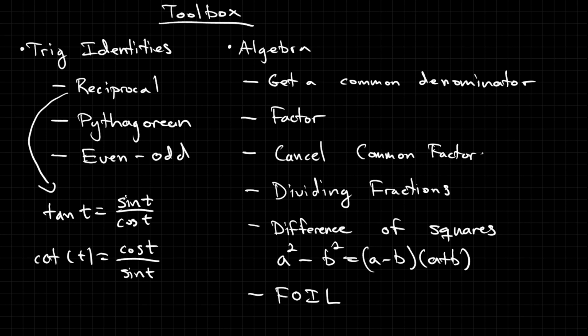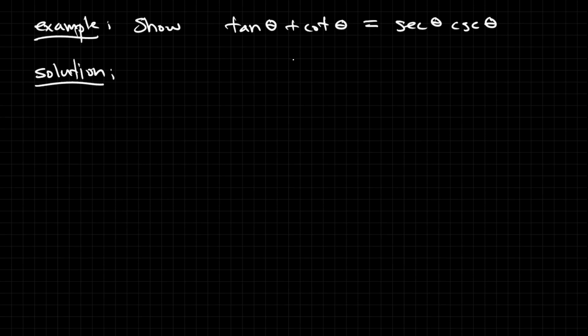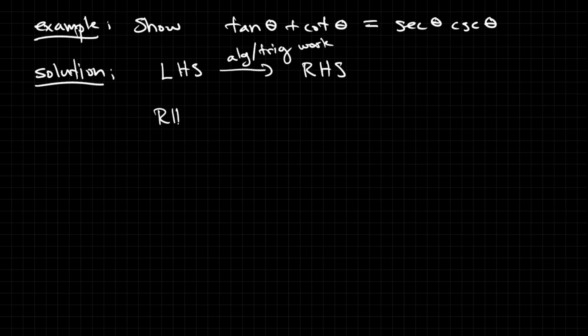Let's go back to our example here, and let's see how a problem like this might go. Now, what you're going to have to do to show that these two things are equal is start with one of the sides. Let's say we start with the left-hand side, LHS. You'll have to do some algebra and trig work, and you'll be done with this problem when you arrive at the right-hand side. Of course, you could start with the right-hand side and get to the left-hand side.